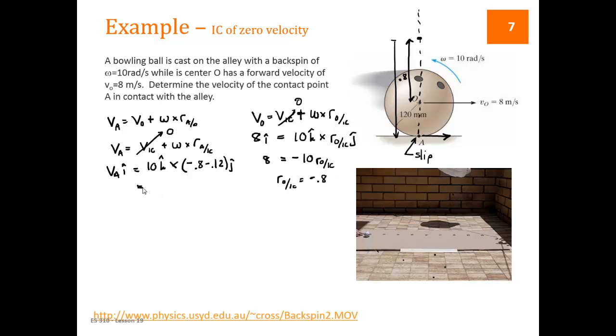We take this cross product, positive K to negative J gives us positive I. So we get 10 times 0.8 plus 0.12 I hat is equal to VA I hat. Multiply that out, you get 9.2 as VA, and that would be in meters per second. So we had to do some geometry, some extra work to find where IC is, but once we find IC, our equations are pretty simple because we no longer have this velocity term in them.